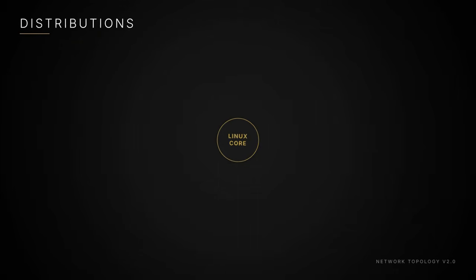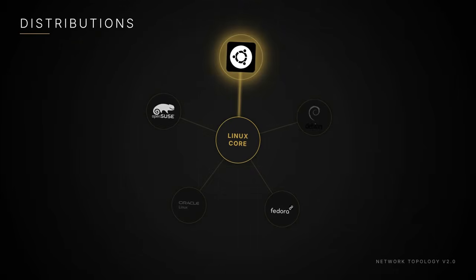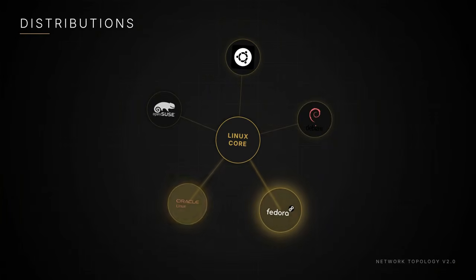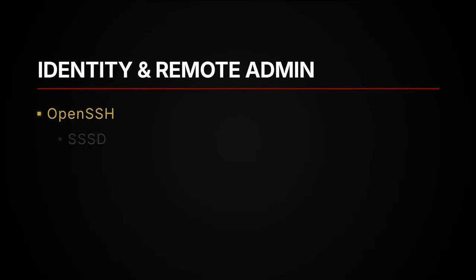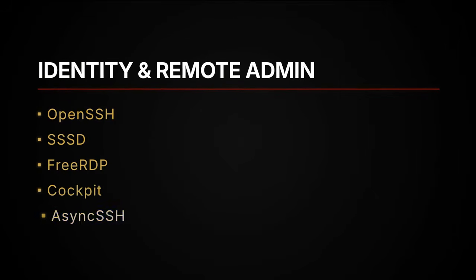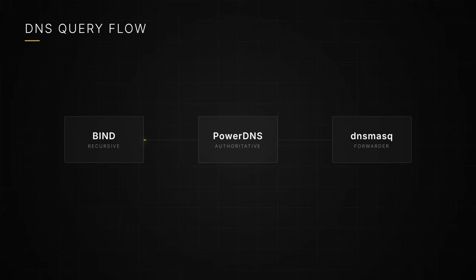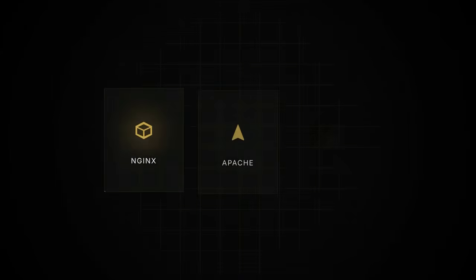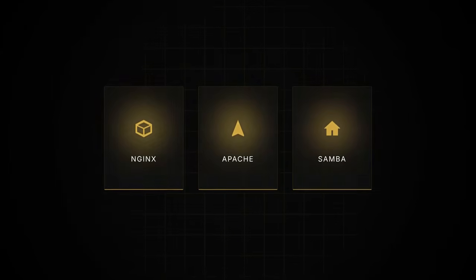Beyond the headline kernel and desktop exploits, July 23rd saw a concentrated wave of updates targeting foundational Linux infrastructure. Major distributions, including Ubuntu, Debian, Fedora, Oracle Linux, and OpenSUSE, pushed coordinated patches for critical services. We saw updates for identity and remote administration tools, including OpenSSH, SSSD, FreeRDP, Cockpit, and Async SSH. There were also significant updates for core DNS infrastructure, like Bind, PowerDNS Recursor, and Dnsmasq, as well as internet-facing services like Nginx, Apache HTTP Server, and Samba.